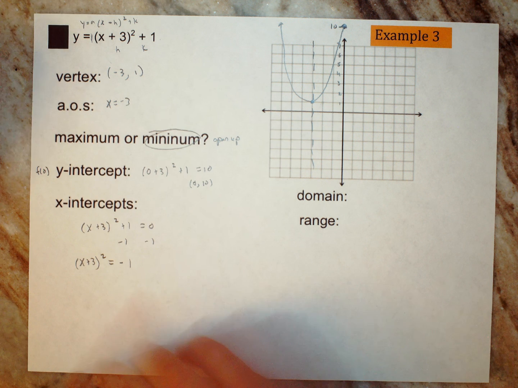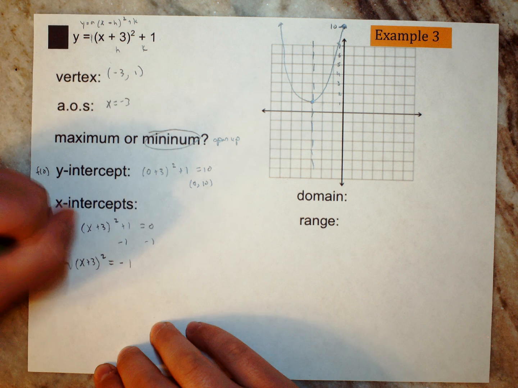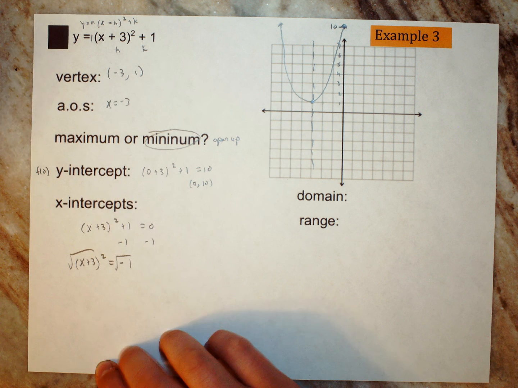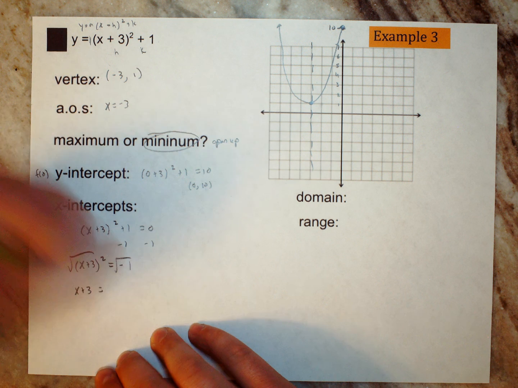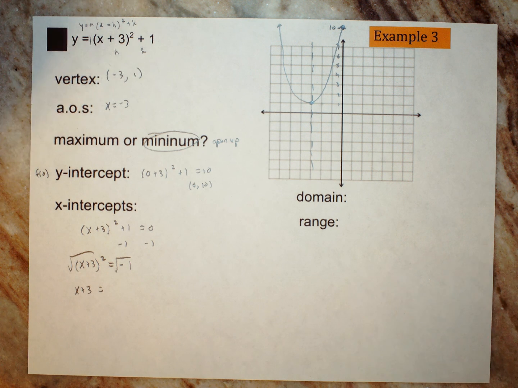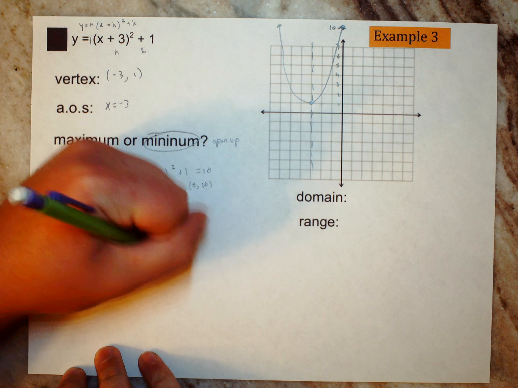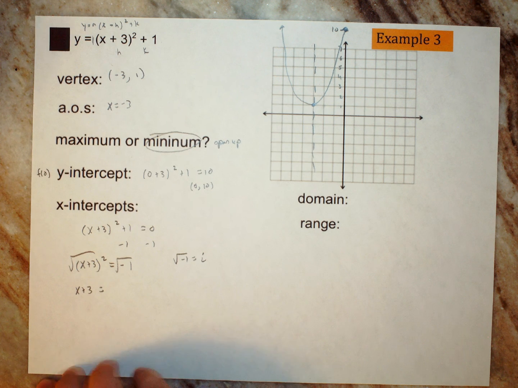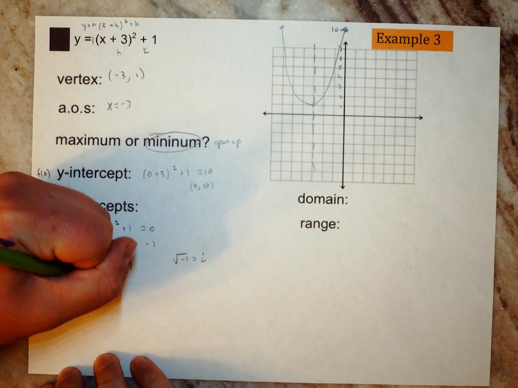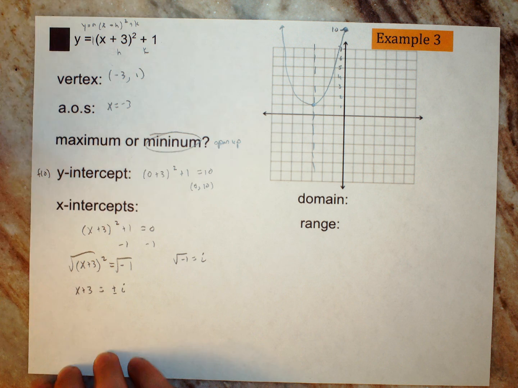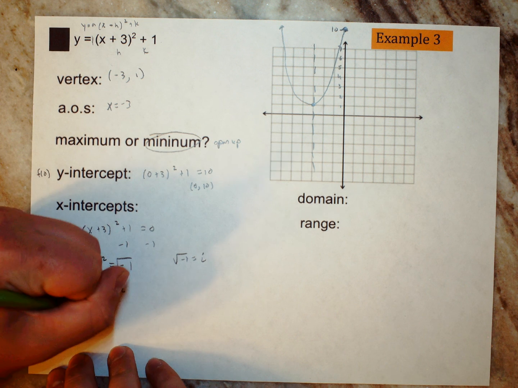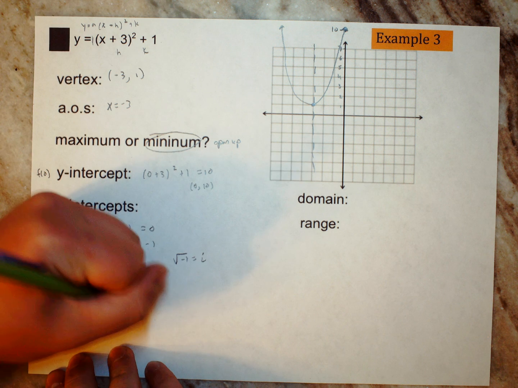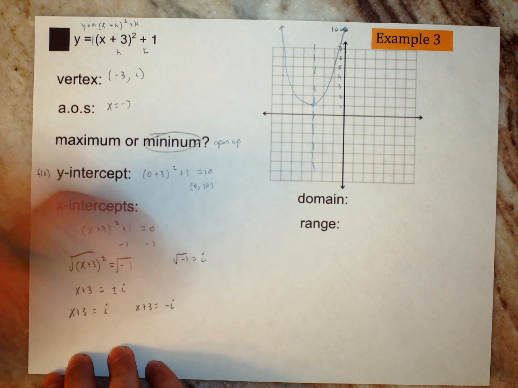So I subtracted 1 off each side. Now I'm going to square root. Oh my God, what happens when I square root both sides? I get x plus 3 equals the square root of -1. What did we just learn that the square root of -1 is? It's i, right? Square root of -1 is i from last lesson. So this is going to be equal to plus or minus i. So we're going to have x plus 3 equals i, and then x plus 3 equals -i.